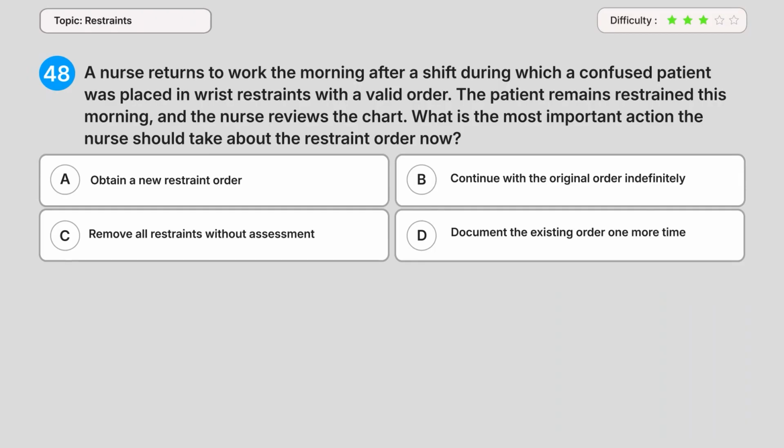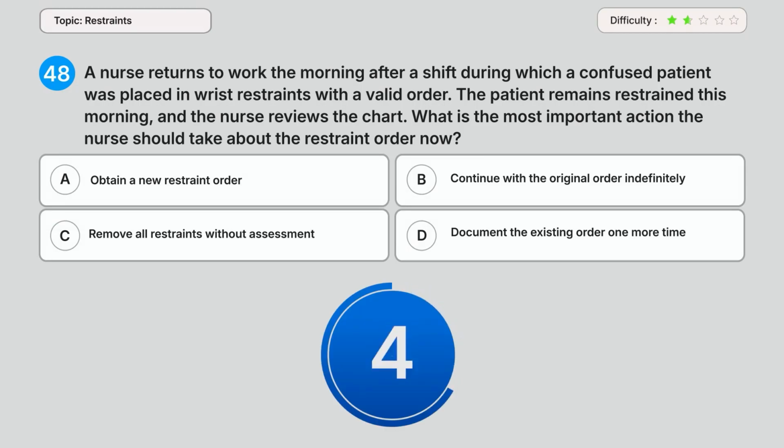A. Obtain a new restraint order. B. Continue with the original order indefinitely. C. Remove all restraints without assessment. D. Document the existing order one more time. Do you know the answer?